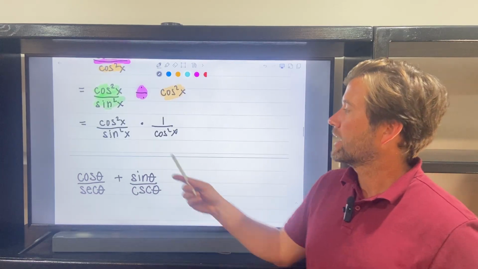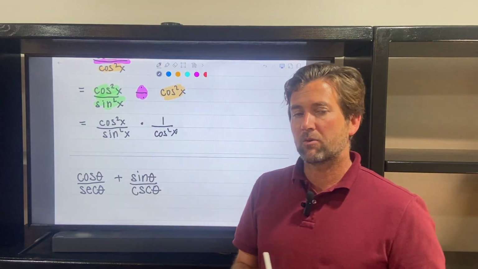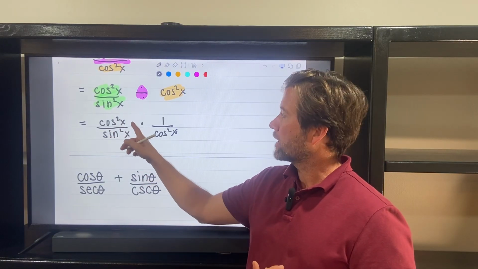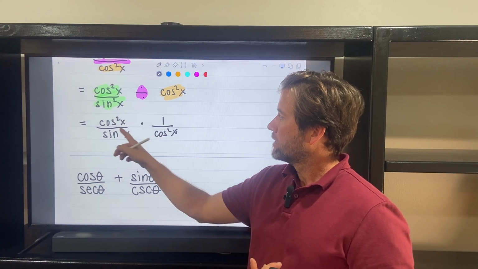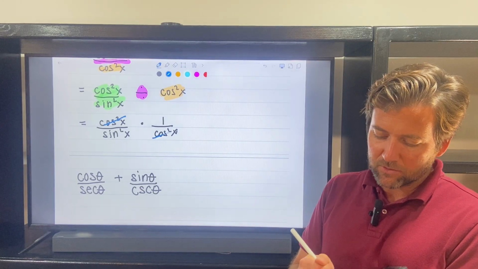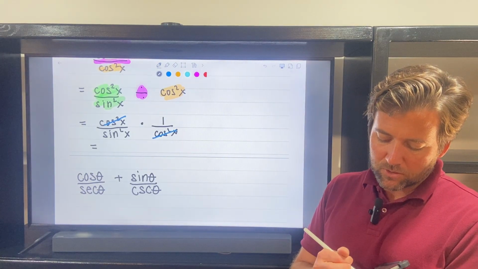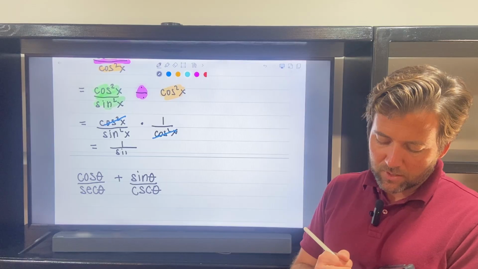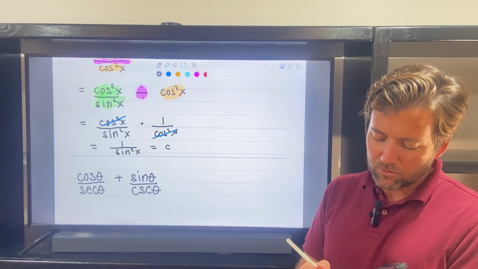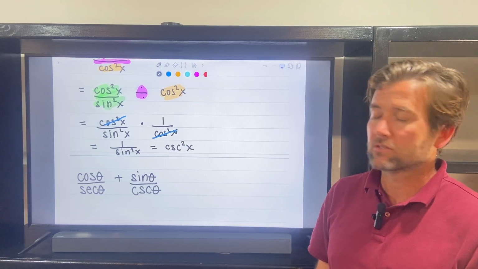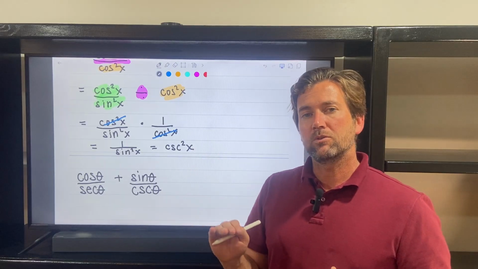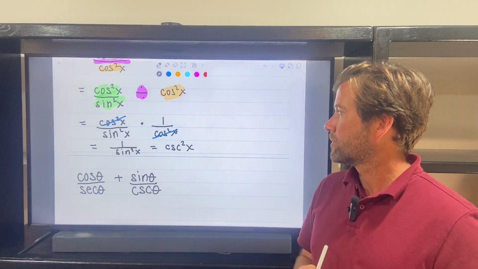Now this is great. I can cancel these factors. Factors are separated by multiplication. So here I have cosine squared x times 1 divided by sine squared x times cosine squared x. So I can cancel these factors. Our result is 1 over sine squared x. Now that is also equal to the cosecant squared of x. So we should be familiar with that: 1 over sine of x is equal to the cosecant of x.